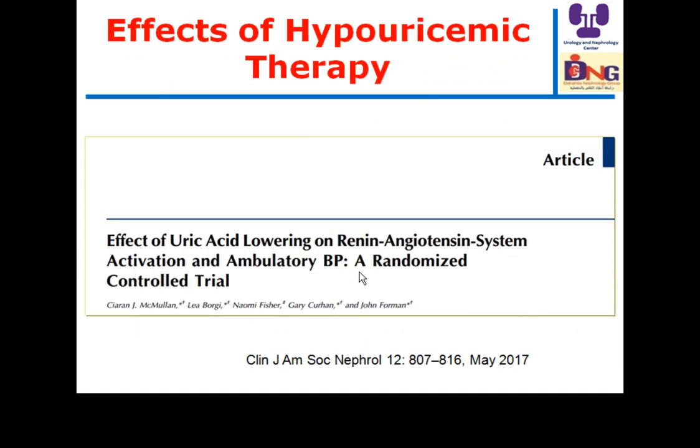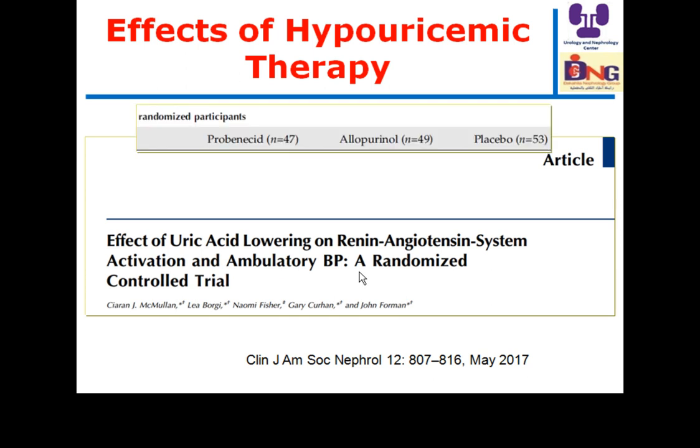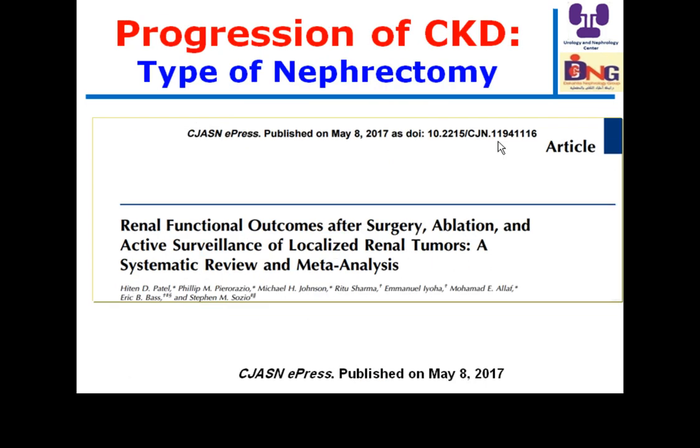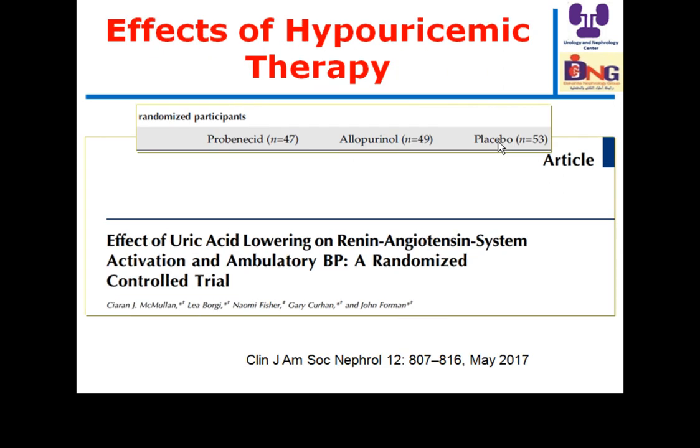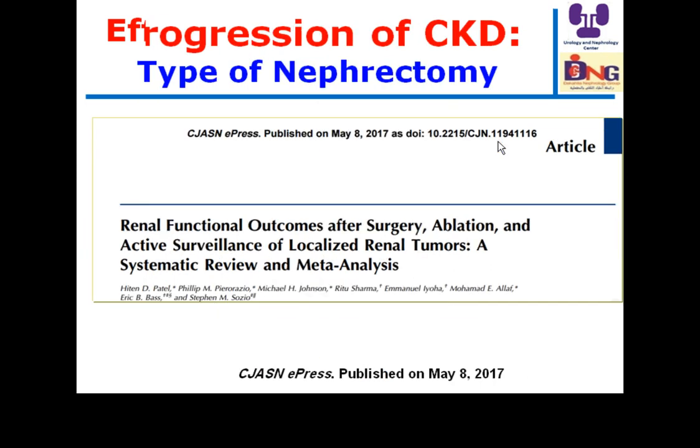Another study discussed the issue of using hypouricemic drugs and targeting blood pressure control. This is a randomized controlled trial including this number of patients: 47 persons treated with probenecid, 49 with allopurinol, and 53 in the placebo arm. There was no difference. So this randomized controlled trial challenges the dogma of the value of uric acid lowering on hypertension management.